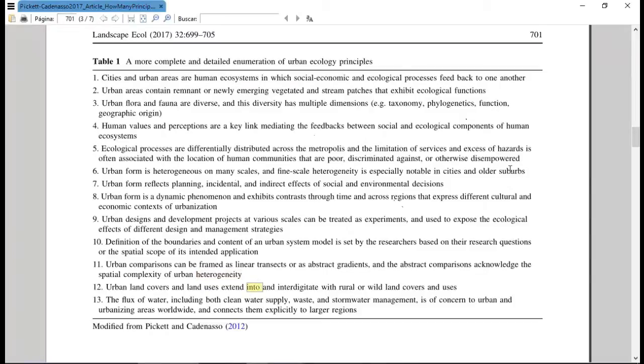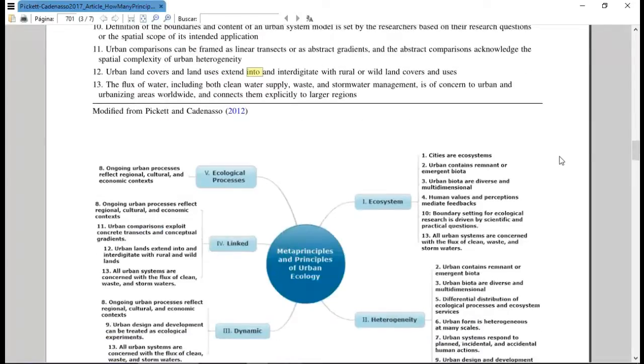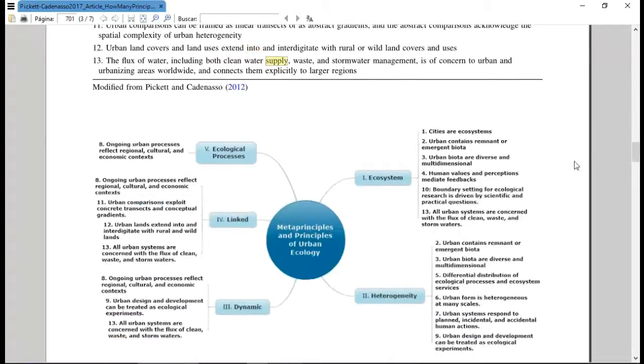12. Urban land covers and land uses extend into and interdigitate with rural or wild land covers and uses. 13. The flux of water, including both clean water supply, waste, and stormwater management, is of concern to urban and urbanizing areas worldwide, and connects them explicitly to larger regions. Modified from Pickett and Cadenasso, 2012.